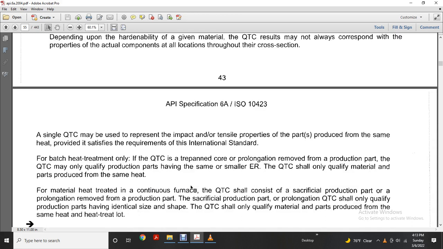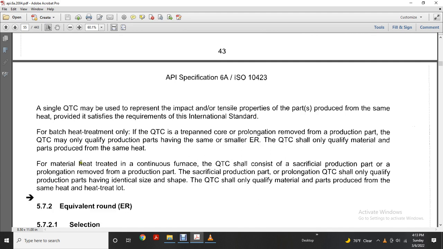A single qualification test coupon may be used to represent the impact and tensile properties of production parts produced with the same heat, provided they satisfy the requirements of the batch heat treatment. Only a test coupon with the drag core or prolongation removed from the production part qualifies. A qualification test coupon may only qualify production parts having the same or similar equivalent round, and shall only qualify material parts produced in the same heat.